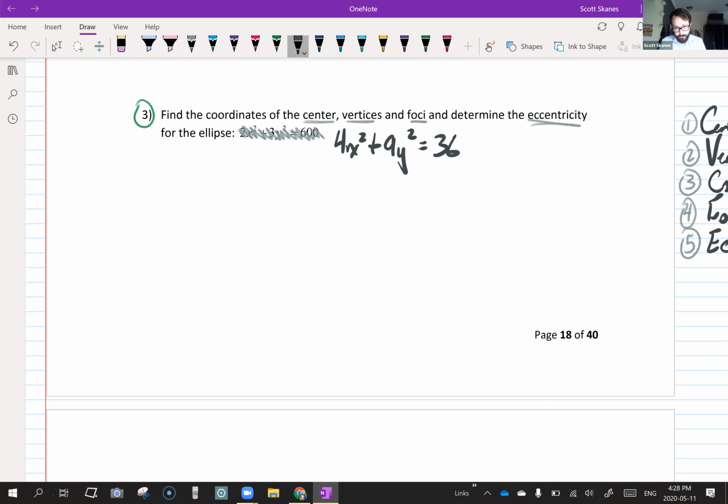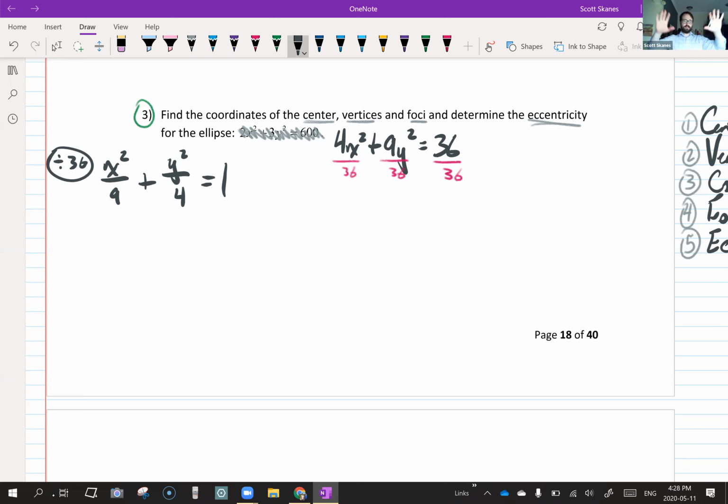So first thing we do is we divide this equation by 36. Divide everything by 36, that'll make the right side 1, and it'll simplify the rest. So just to be clear, divide this by 36, divide this by 36, divide this by 36. What do I get? What's 4 divided by 36? It's 1 over 9. So that's the same as x squared over 9. What's y squared divided by 36? The same thing as 1 over 4. And then 36 divided by 36 is 1.